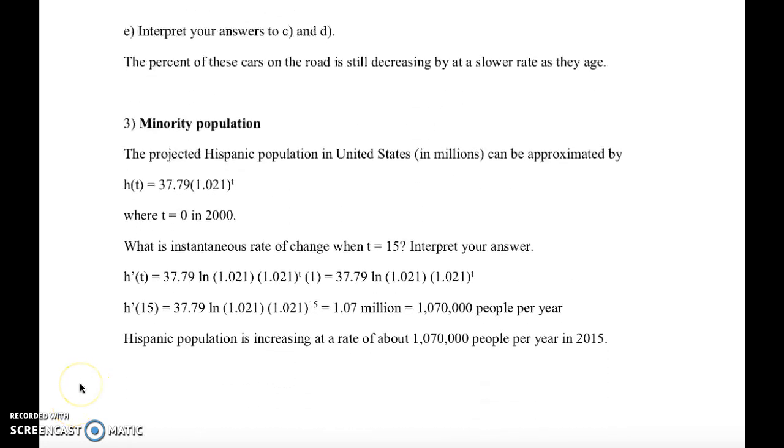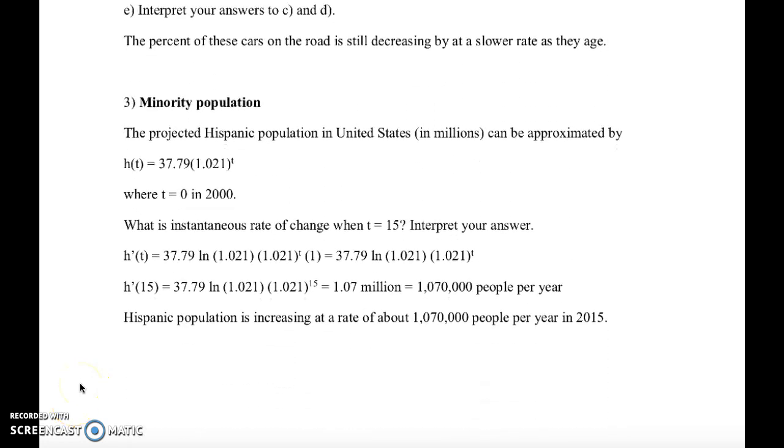Last one we're going to look at is our minority population. So we have a projected Hispanic population of the United States. Remember, this is in millions. It can be approximated by this function, where t equal to 0 represents the year 2000. And I want to find the instantaneous rate of change when t is 15. So remember, when we're looking for an instantaneous rate of change, we need to get the derivative.